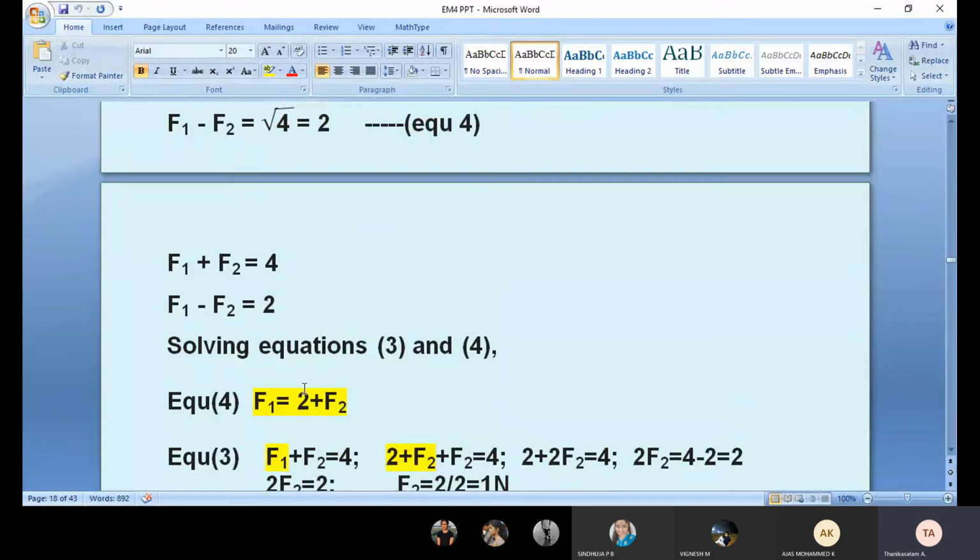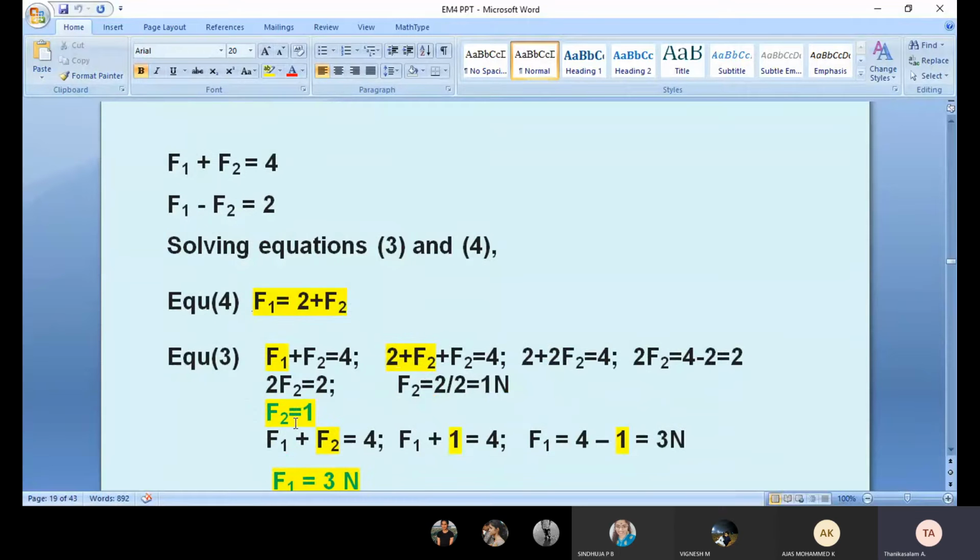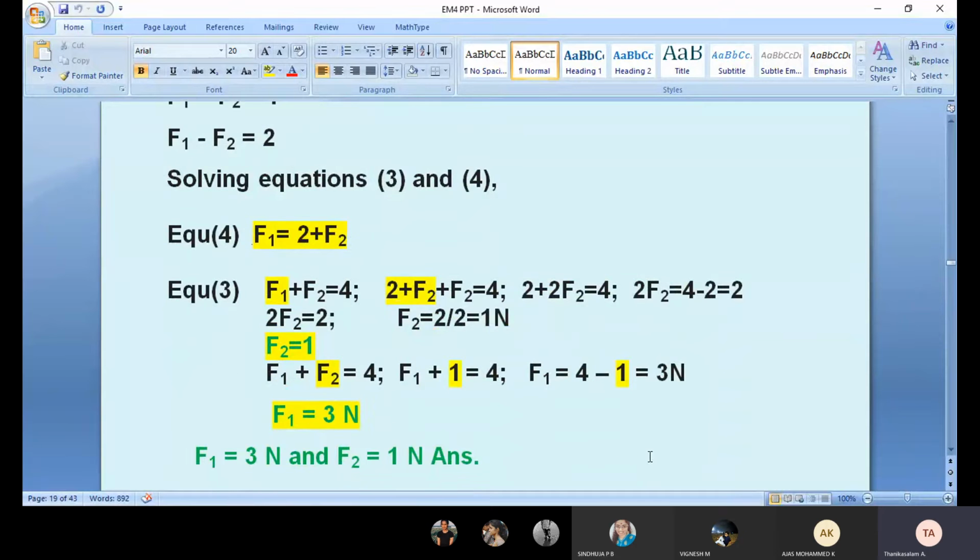So I apply this in equation 3. In equation 3, we know F1 plus F2 equal to 4. So I replace F1 with 2 plus F2. So 2 plus F2, already F2 there, equal to 4. Therefore, 2 F2 equal to 2. So what is F2? Finally equal to 1. I again apply F2 in any one equation. So F1 plus F2 equal to 4. If we know F2 equal to 1, therefore F1 equal to 4 minus 1. So 3 Newton. Very simple question.